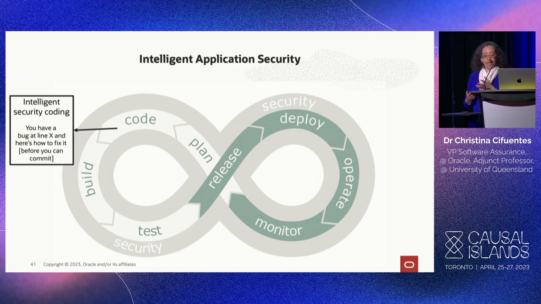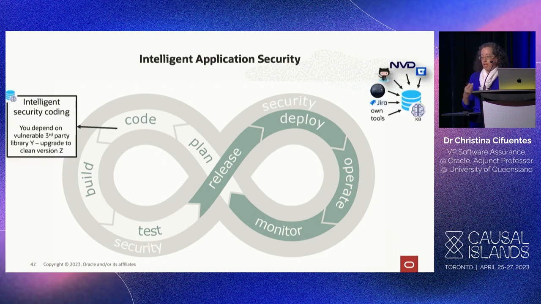If you look at the coding stage, being able to provide intelligent security coding would be something like a tool that can tell you you have a bug or a vulnerability at line X, and here's how you can fix it. So the intelligent component is that actionable item that we're providing back to the developer. We're not just saying, you have a bug, you go and figure out what to do about it. No, we're actually telling you, hey, there's a bug, but here's how you can potentially fix it, right? And doing that, obviously, before you commit, so much the better.